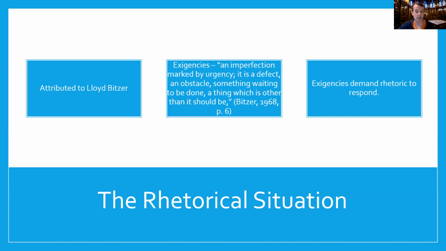Exigencies are an imperfection marked by urgency. It's a defect, an obstacle, something waiting to be done, a thing which is other than it should be, right? Something is amiss. Something is weird. Something happened. And so it calls for rhetoric to respond. And it is the situation which dictates what rhetoric is appropriate to use as a response, right?